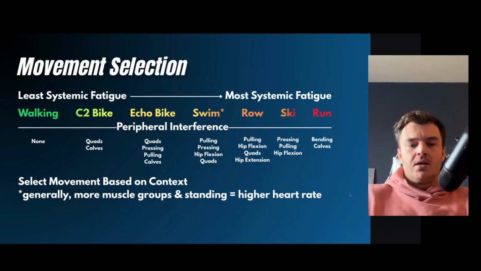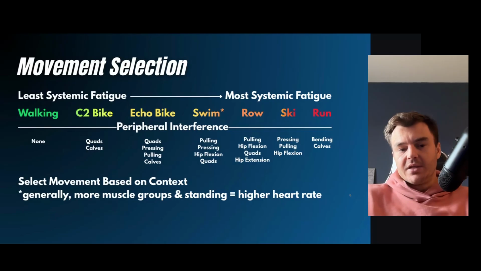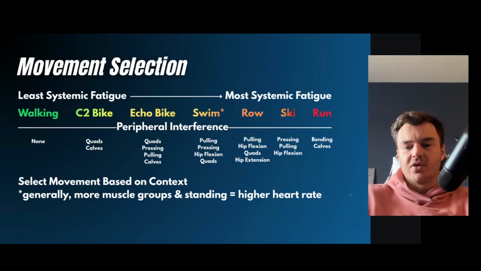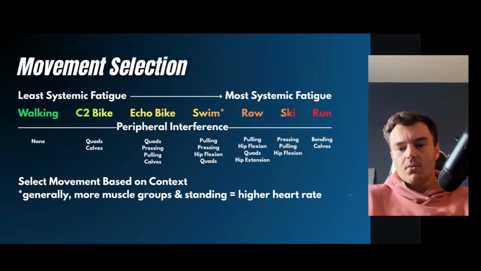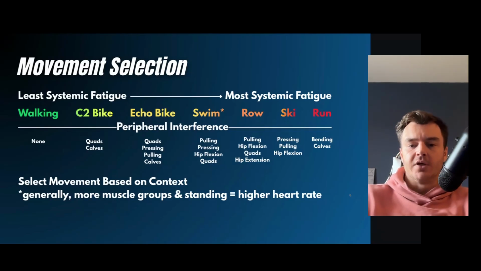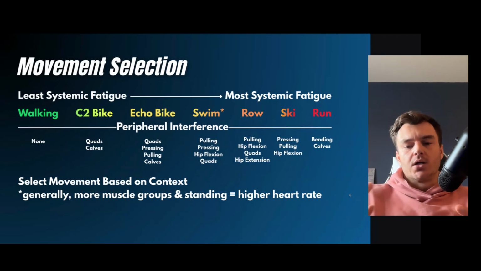All right. In terms of peripheral fatigue, this goes into a little bit more program design, but when we're looking at peripheral fatigue, it can help us choose what movements we want to balance or pair things with, whether you're looking for complementary or non-complementary interference. You can decide based on the program that you're designing, but walking will have pretty much no peripheral fatigue. It's relatively easy, especially for those of you that are at all interested in this podcast.